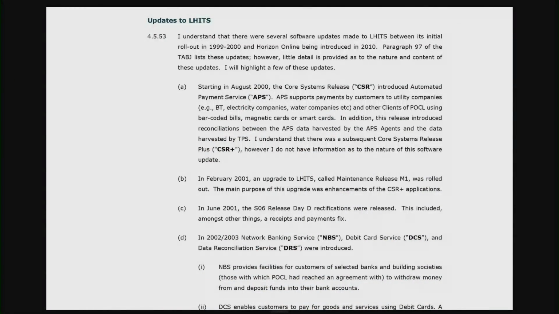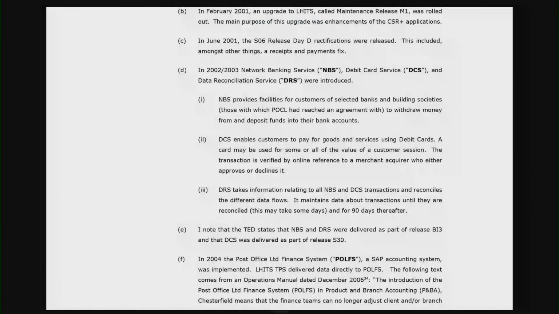In February 2000, there was an upgrade called Maintenance Release M1, and you say that the main purpose of that was to enhance the CSR Plus applications. Yes, that's correct. In June 2001, there was a release called SO6, Release Day D Rectifications. Is that right? Yes. And that included a fix. We're not in this paragraph looking at all of the fixes that were released. Is that right? That is correct.